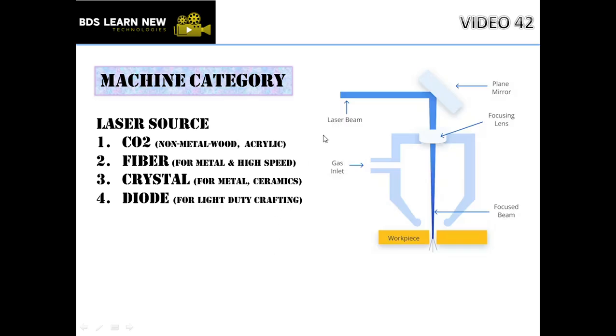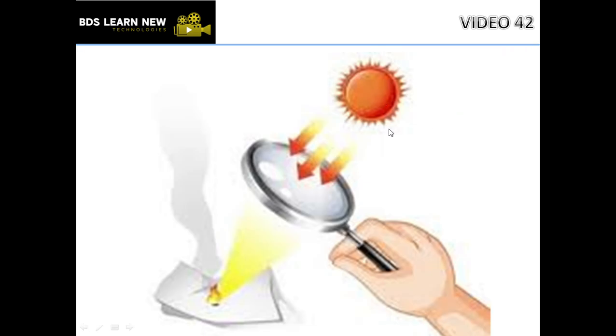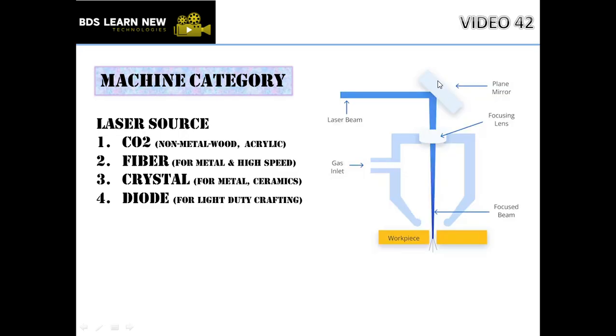You can also take the reference of this sketch, which you can compare with this example. We have this plane mirror. When the beam strikes there, it goes to this focusing lens to produce the concentrated or focused beam. Then there's a gas inlet. Now this would cut the workpiece like this. So we have this laser source which is used for machine category.